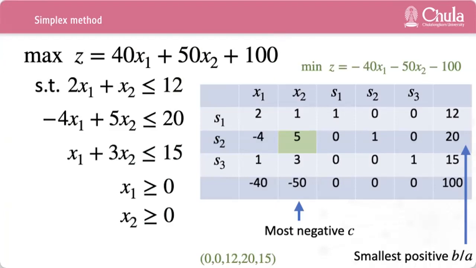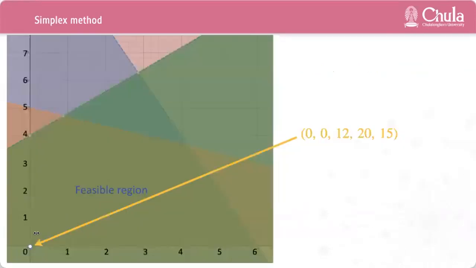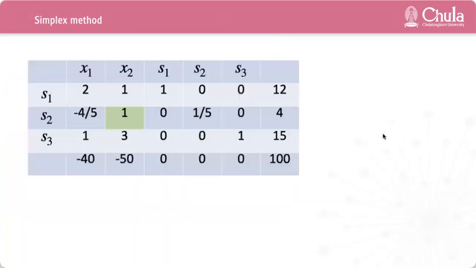So if we draw the graph, of course it's possible to draw the graph because we have only 2 variables, x1 and x2. We start from this point, where x1 is 0, x2 is 0, and s1, s2, s3 are 12, 20, and 15. You see that it's clear from here.